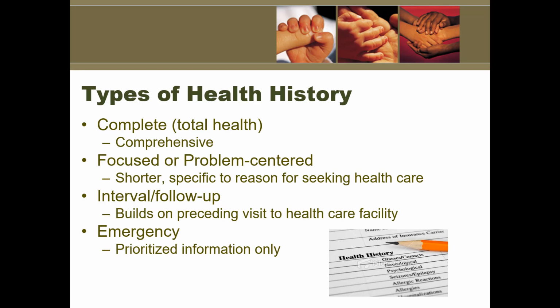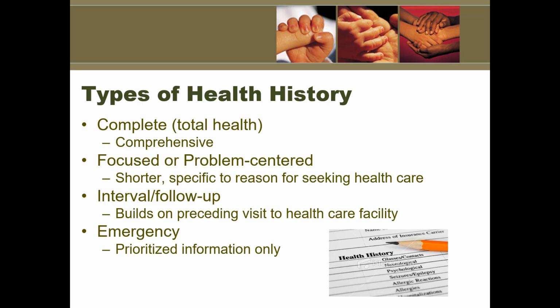There are different types of health history. The complete health history is very comprehensive. It's typically obtained during an annual physical exam or when establishing with a new healthcare provider or at the start of a hospital admission. The focus health history is for a limited or short-term problem. An example of this would be a patient who is seeking care for a sore throat. In this case, the nurse would focus on the length, the severity, and the timing of the sore throat and any related symptoms to that sore throat.